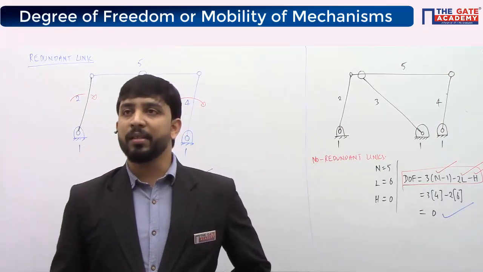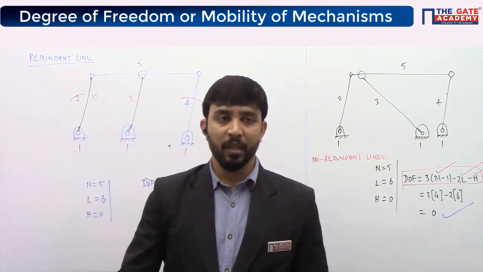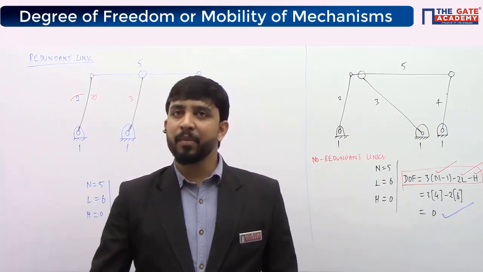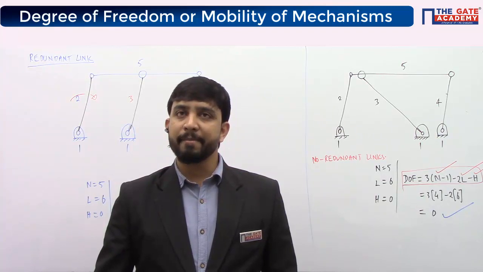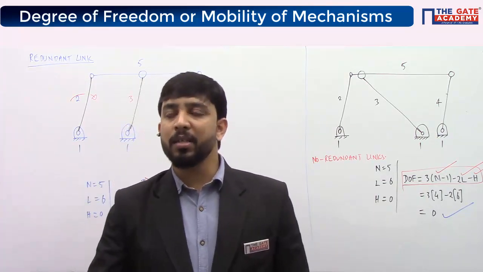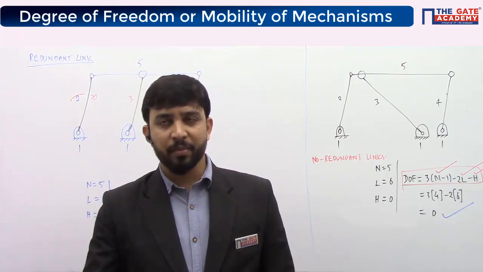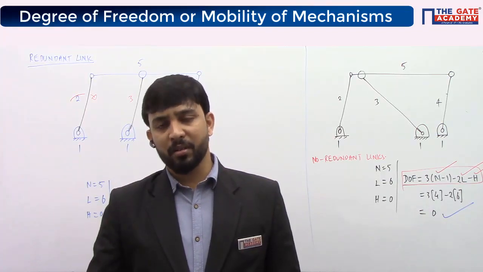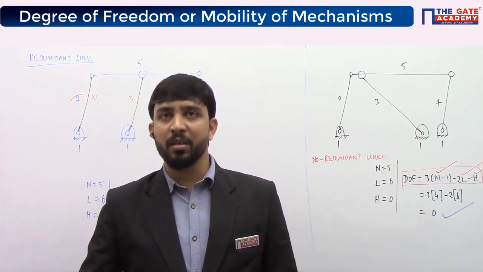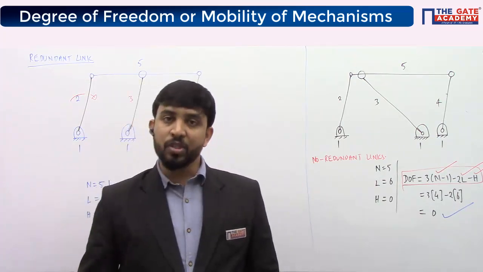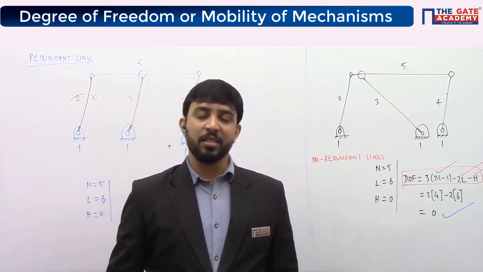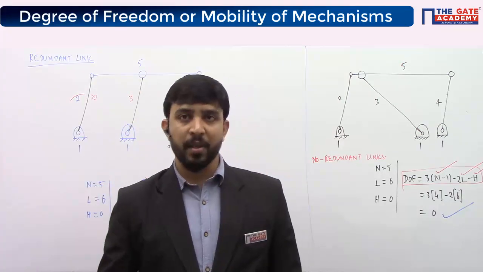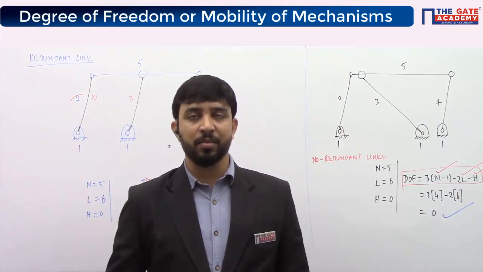Okay? Just write down like this, redundant link. What is a redundant link? Sometimes a mechanism may have one or more links which can be eliminated, or just write down like this: sometimes a mechanism may have one or more links which do not introduce any extra constraints or restrictions into the system.